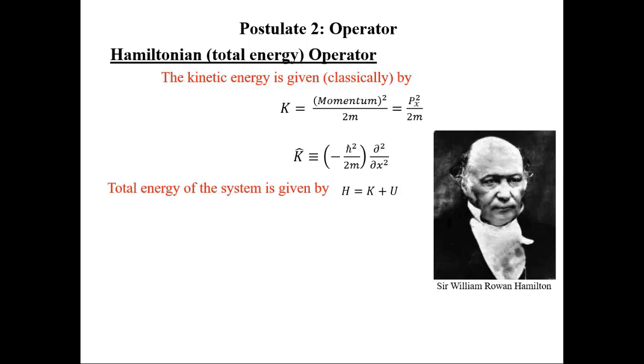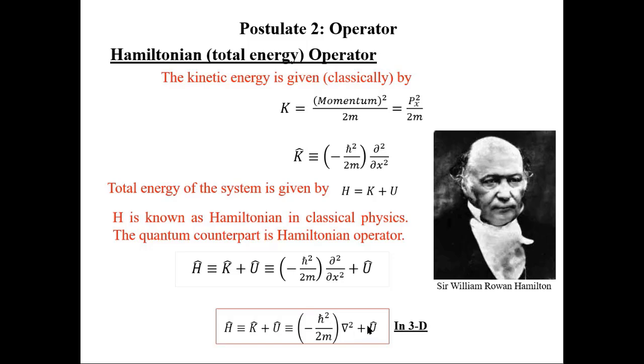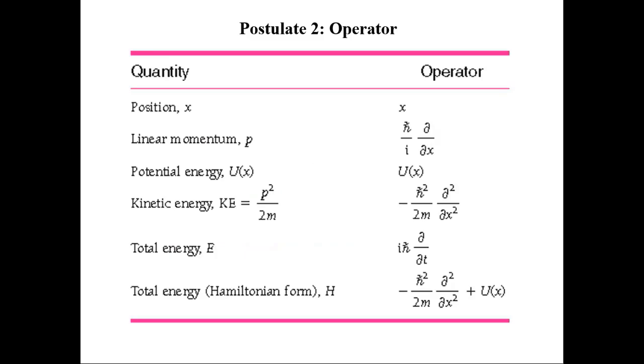So the Hamiltonian of a system is the summation of kinetic energy and potential energy. Similarly, the Hamiltonian operator in quantum mechanics can be written as the summation of the kinetic energy operator and potential energy operator along the x-axis, and in 3D it can be written like this. So this is the Hamiltonian operator in quantum mechanics. These are a few more operators: for the position operator, we put only x in quantum mechanics; this is the linear momentum operator, or p; this is the potential energy operator, kinetic energy operator, total energy operator, and Hamiltonian operator.